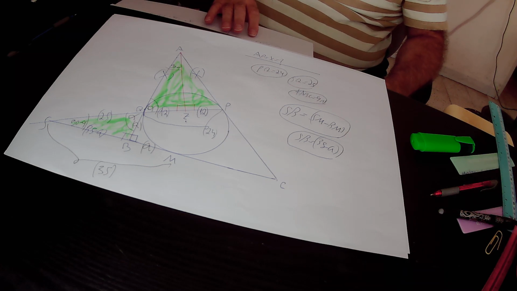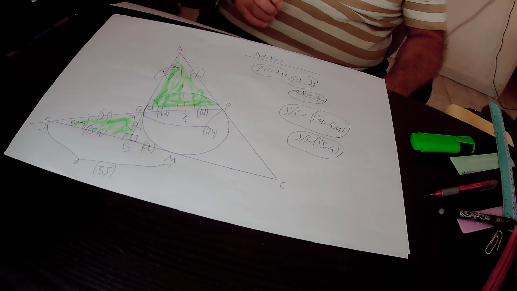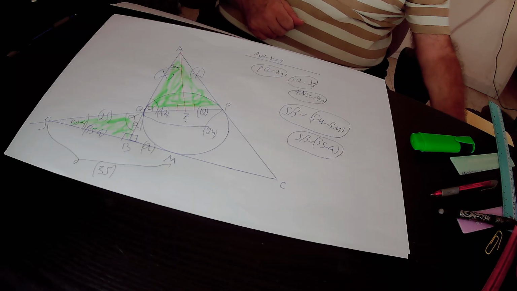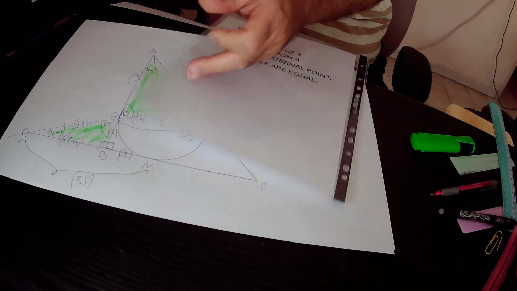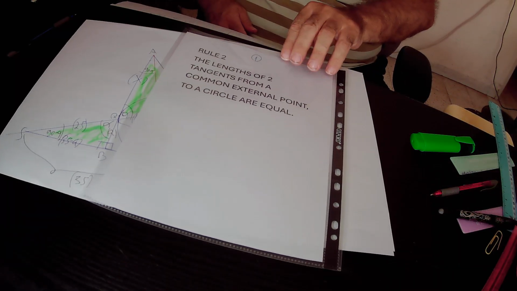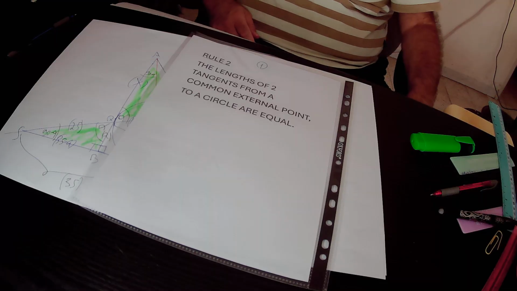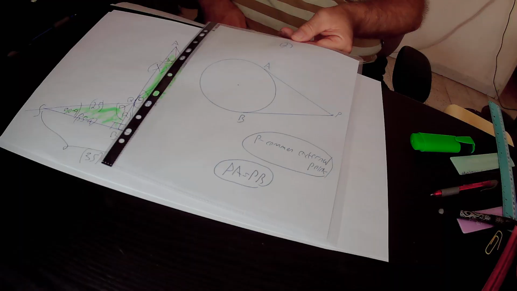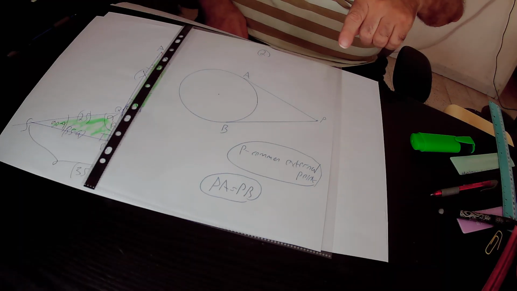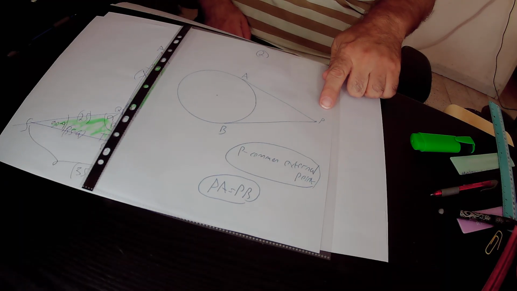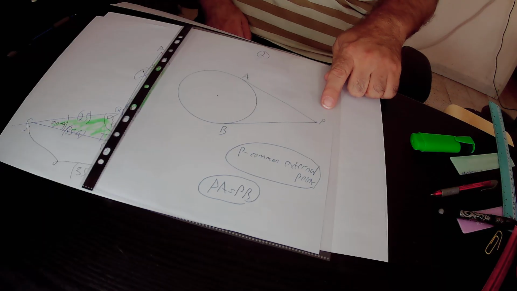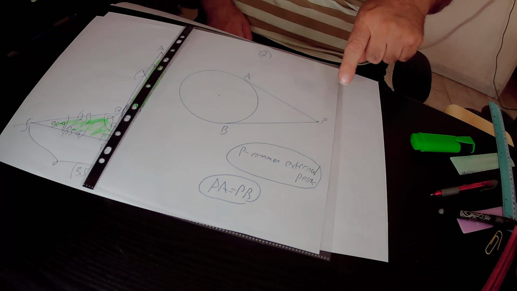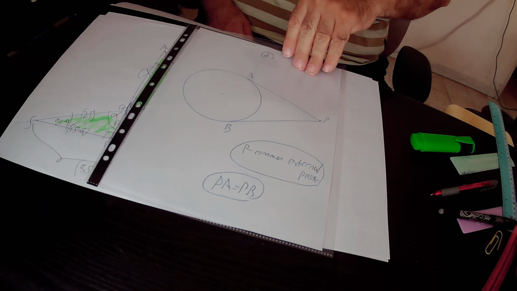So in the next step, we implement rule 2 in our drawing. According to rule 2, the lengths of two tangents from a common point to a circle are equal. So in the drawing, we have a circle. This is the common point P. For this common point P, we have two tangents to this circle, tangent PA and tangent PB. And for this rule 2, they are equal to each other. That is to say, PA equals PB.